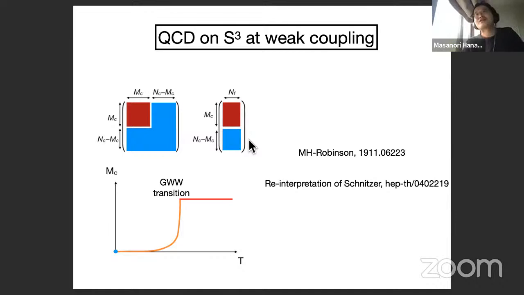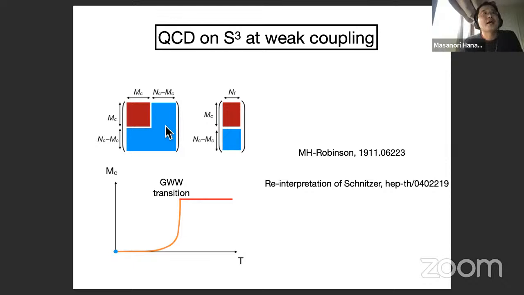I didn't explain QCD, but in the case of QCD, in addition to the gauge field, which is an NC by NC matrix, we have a quark, which is an NC times NF vector. We can take NF over NC fixed. Then Schnitzer did a weak coupling analysis on space compactified to S3, and he found a Gross-Witten-Wadia transition, and although there is no center symmetry, the Polyakov loop still characterizes the phase transition. But we can understand it by using the notion of partial confinement.